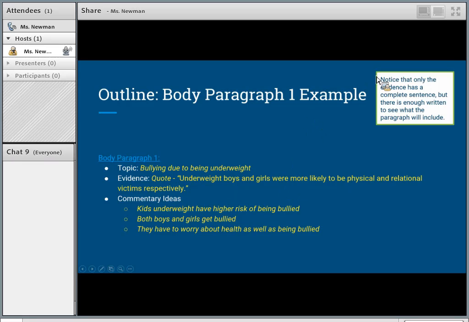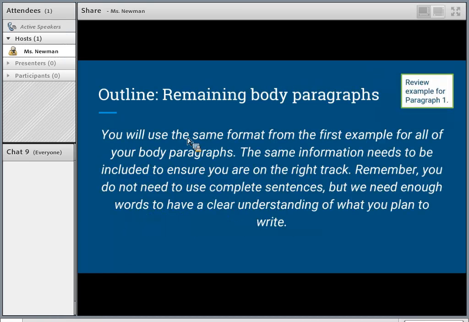So let's read our note here. Notice that only the evidence has a complete sentence, but there's enough written to see what the paragraph will include. And that's completely fine. You don't have to write complete sentences for these things, but you do have to think through them and how you're going to create that paragraph.